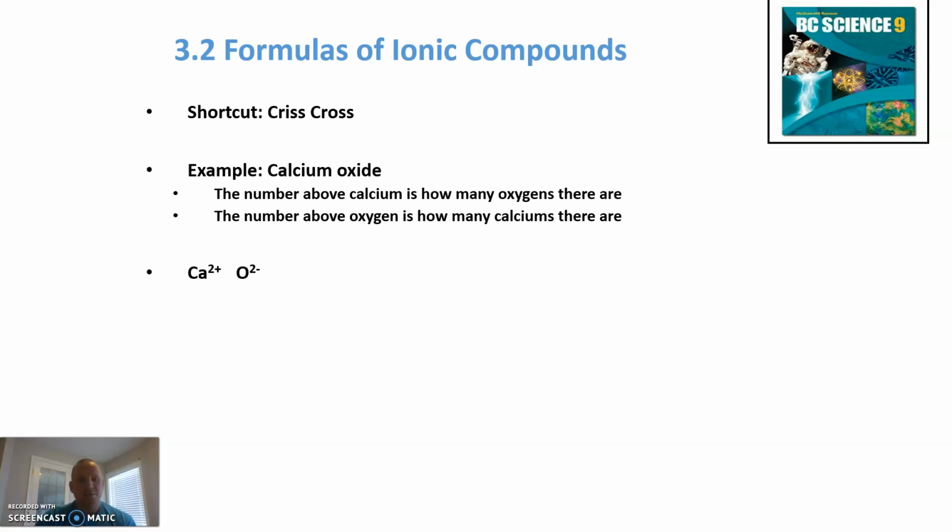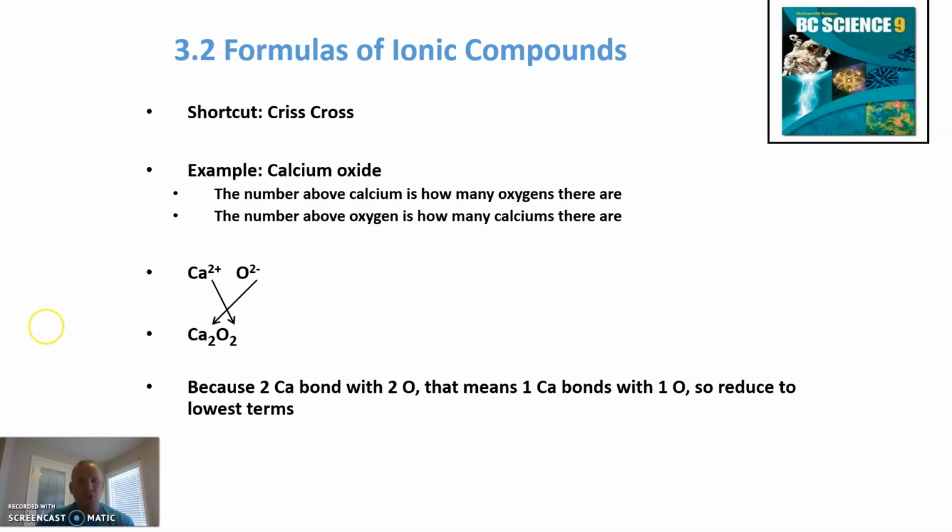Calcium oxide. If they have the same charge, so Ca2+ and O2-, this doesn't work. Because 2 calciums bond with 2 oxygens, that actually means that just 1 calcium bonds with 1 oxygen. So the way to get around this is we just reduce to CaO. So if you ever do the crisscross but the numbers are the same, or if this was like a 4 and a 2, you just reduce them. So CaO.